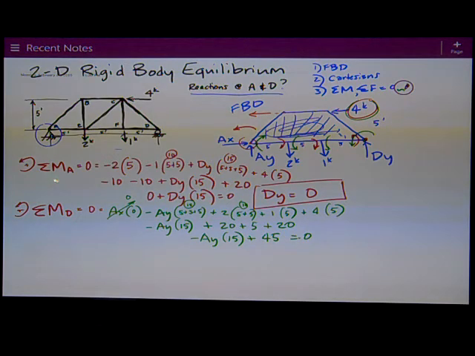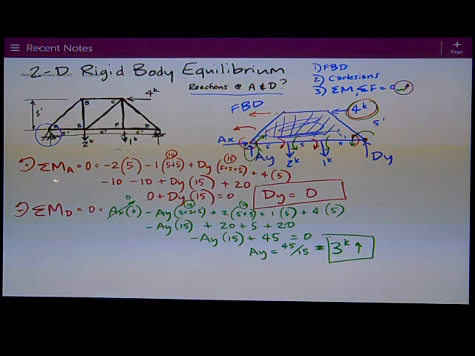Take the negative AY 15 over to the other side of the equal sign, and I've got positive AY is equal to 45 divided by 15 equals 3 kips up. The positive means my sign assumption of up, direction assumption, was correct. Report my answer like that.